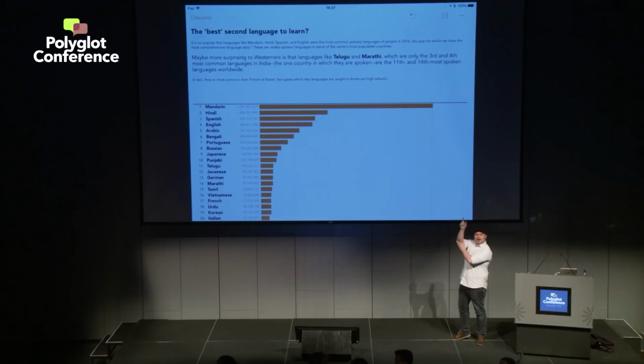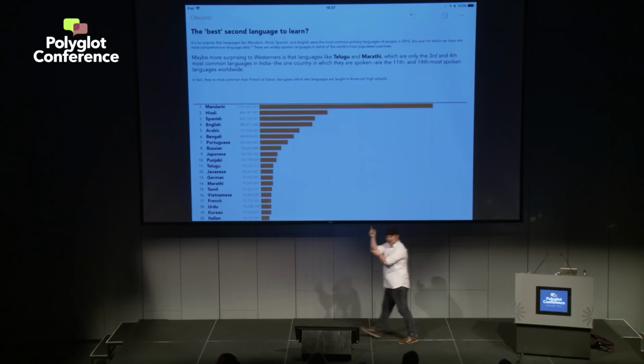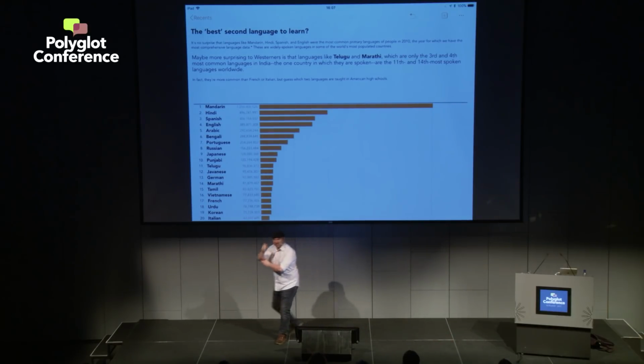Telugu, I don't know if I'm saying that right, that's the number 11 language. How many people here speak it? I don't see any hands. For the 11th most spoken language in the world, a room full of polyglots. You call yourselves polyglots. I don't speak it either. I don't even know if I pronounced it right. So this is interesting. But of course, the number of people who speak the language is not the entire picture.